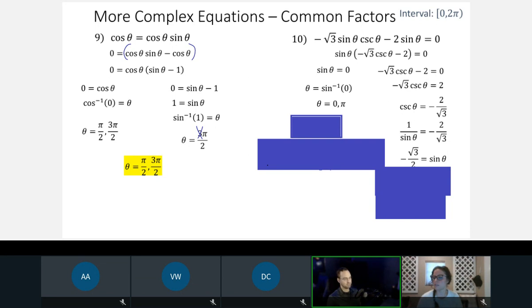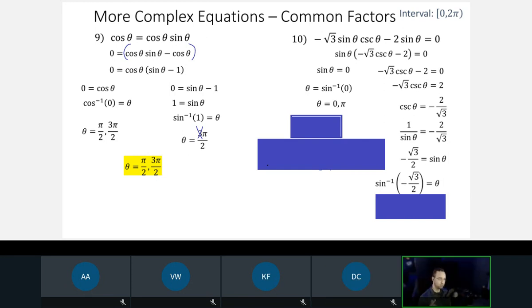All right, now what do we do? We're almost done. Yep, arc sine both sides. So I want to know the angle when your y value is equal to negative radical 3 over 2. So look at your unit circles. Which quadrants is your y value negative radical 3 over 2? Which quadrants? Quadrants 3 and 4, correct. And what are those 2 angles? 4 pi over 3 and 5 pi over 3.